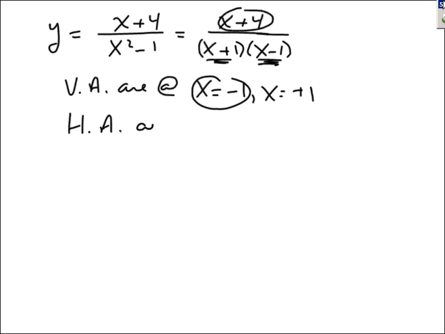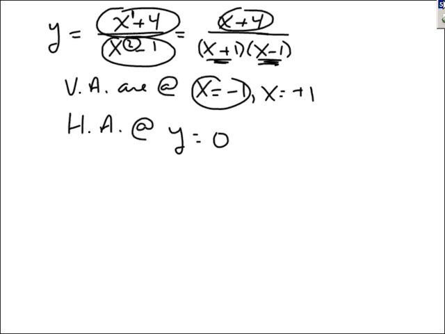Horizontal asymptote at y is equal to 0 because the degree of the bottom is 2 and the degree of the numerator is 1. Whenever the degree of the bottom is higher, the horizontal asymptote is at 0. Okay. Now we need to do some bookkeeping.